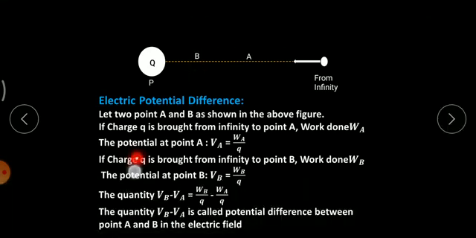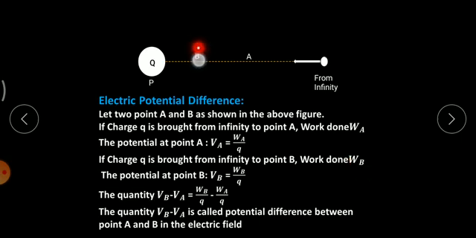So if a charge Q is brought from infinity to point B, the work done would be W suffix B. Here I've named W suffix A. So this is point B, and I'm bringing my charge from infinity to B. So certain work has to be done, and that work done I'm naming as WB.